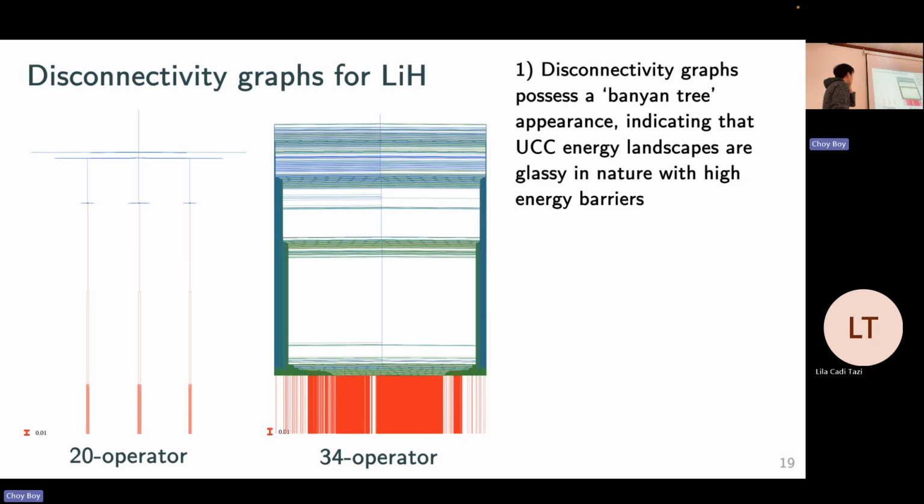We obtained some interesting graphs for lithium hydride. We get this sort of banyan tree appearance, where the local minima are separated by very large energy barriers. You can see this minimum and this minimum, and there are about 8 minima here. Any two minima are connected all the way up here. So we are looking at really large separations in terms of energy. In a sense, we are dealing with very glassy energy landscapes, which makes optimization quite challenging when it comes to UCC.